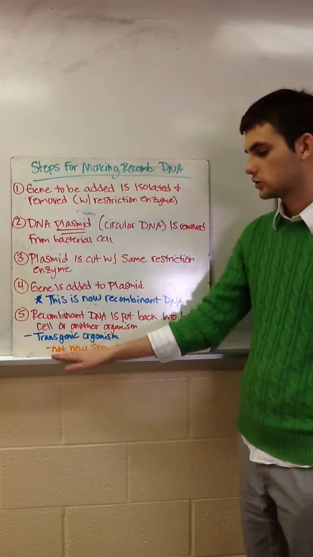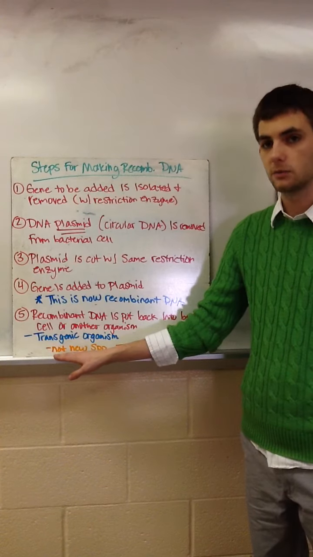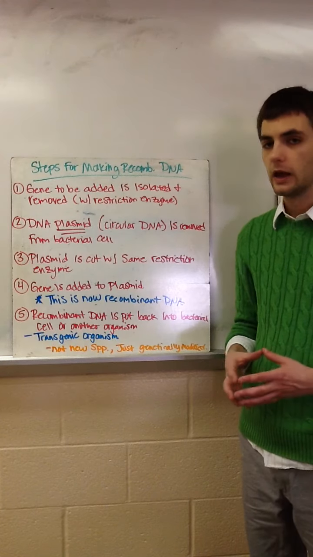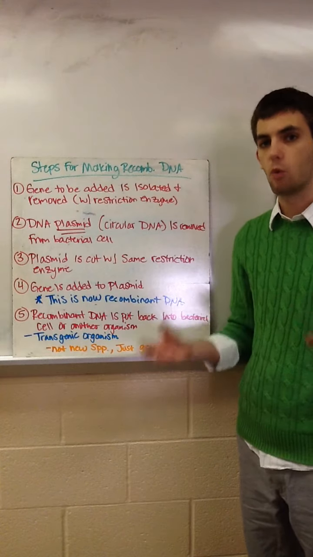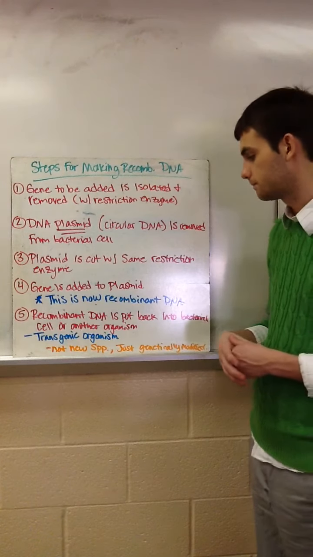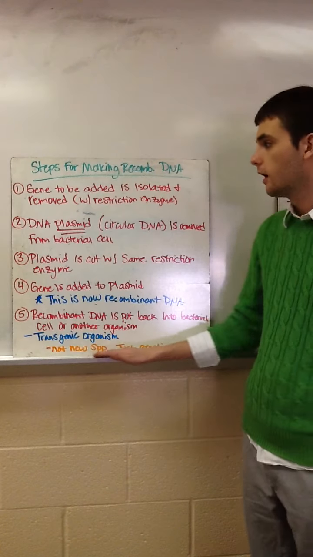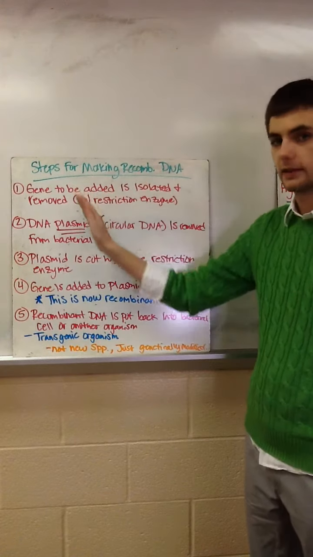And that transgenic organism is not a new species, it's just a genetically modified organism. In other words, it contains DNA from more than one organism. And that transgenic organism will then have the trait of whatever we were trying to isolate to begin with.